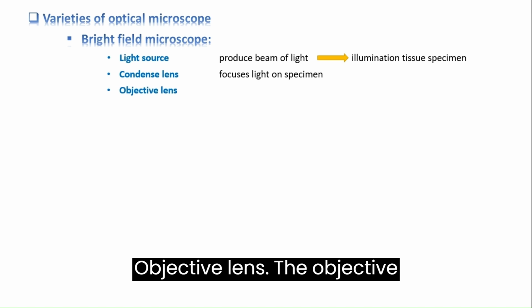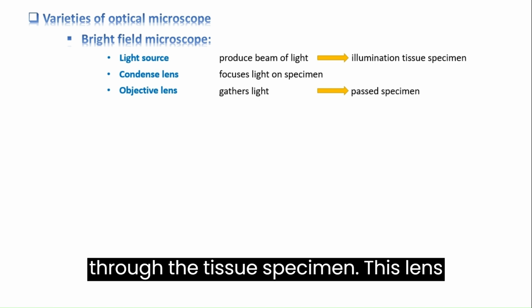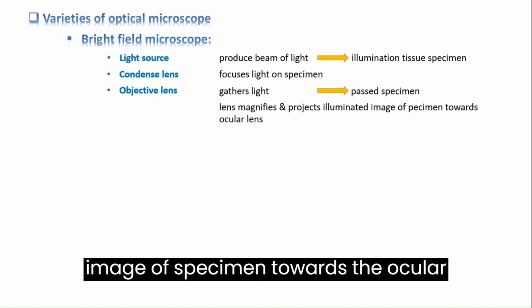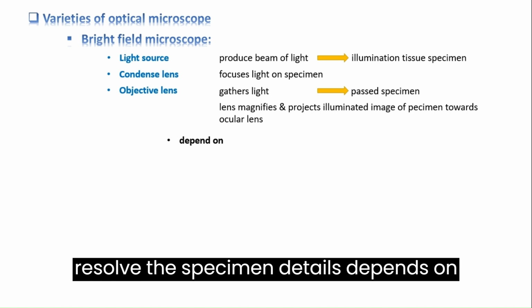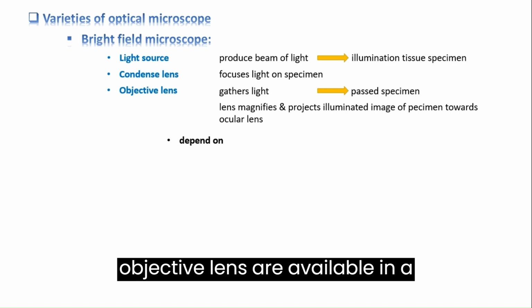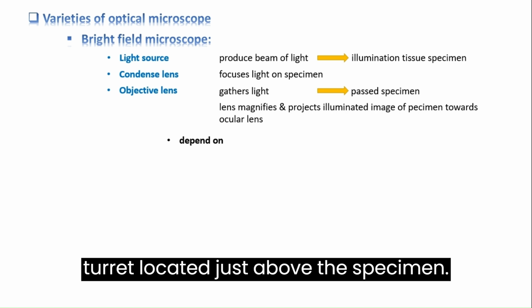Objective lens. The objective lens gathers the light which has passed through the tissue specimen. This lens magnifies and projects the illuminated image of specimen towards the ocular lens. The ability to gather light and resolve the specimen details depends on the numerical aperture of the lens. Four objective lenses are available in a microscope, which are fixed on a movable turret located just above the specimen.